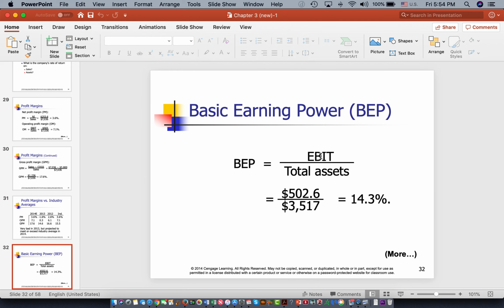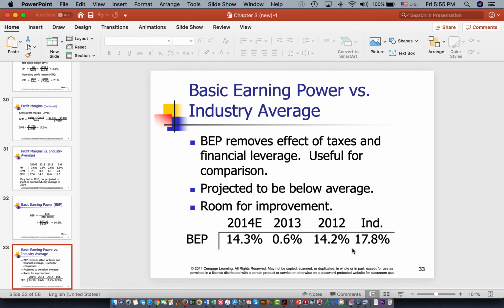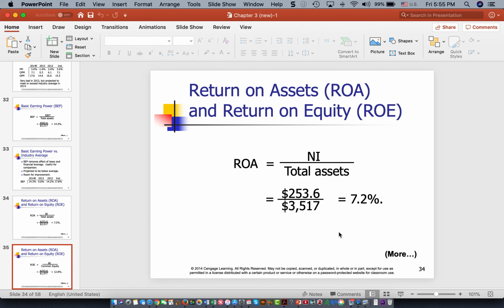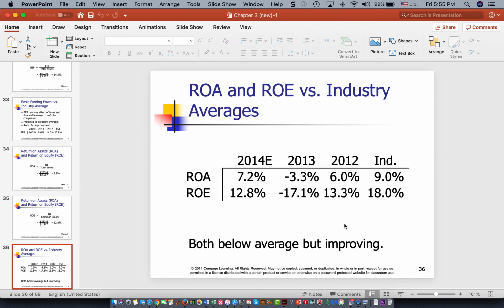Basic earning power is the midstream cash flow, EBIT over total asset. BEP is 14% and the industry is 18%. Return on asset is now with respect to total asset; previously, all this profitability ratio was with respect to sales. Return on asset is net income over total asset, and return on equity is net income over common equity. Remember, the higher, the better.